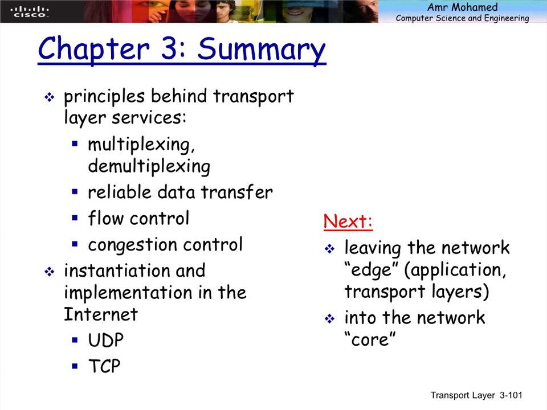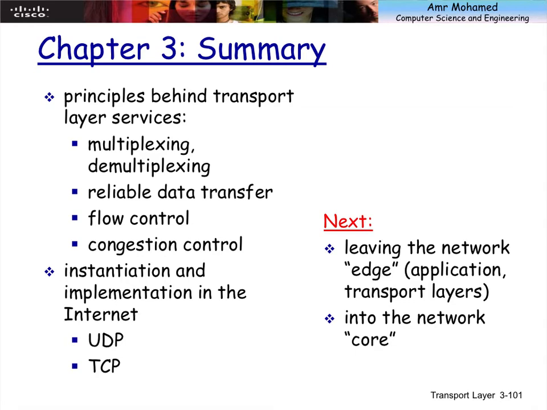As we said, flow control is always easy because the one that you are trying to avoid overwhelming is actually the end application on the other side. So the end application can always send you back the receiver window, and you can make sure that you don't increase the transmission rate over that receiver window. So that's easy. Congestion control is very problematic.